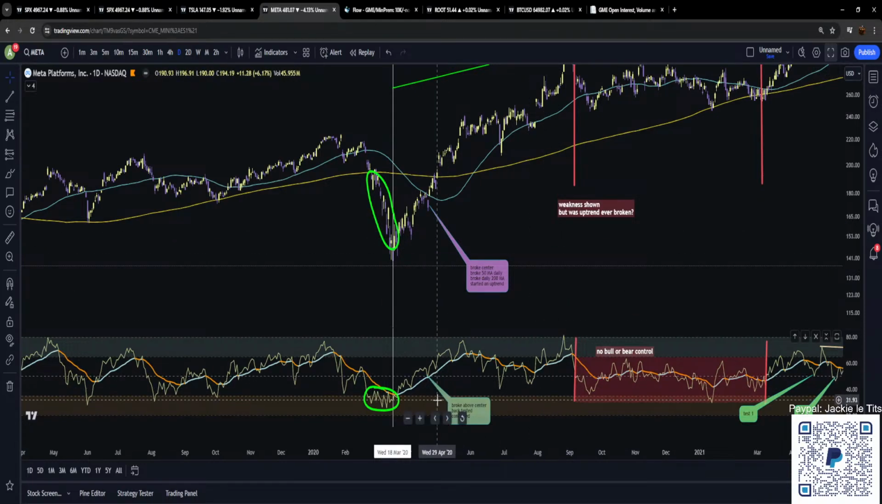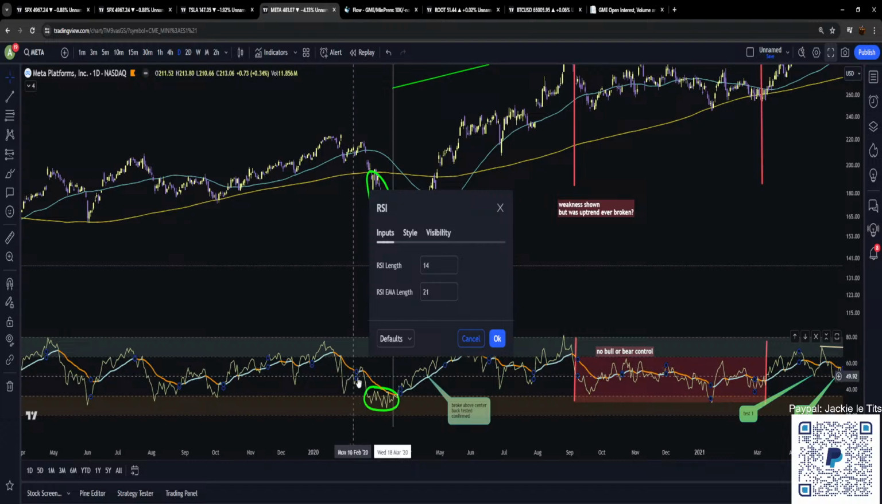How did we know that bears had control? You saw the RSI bury itself in the bearish control zone. And not just bury itself within the bearish control zone, right? But it spent a ton of time inside of it, barely peeking outside of the bearish control zone. And when it did, it stayed underneath the EMA of the RSI. Now, why is the EMA important? Okay, so when we open up our indicator, we see that the RSI length is 14, the RSI EMA length is 21.